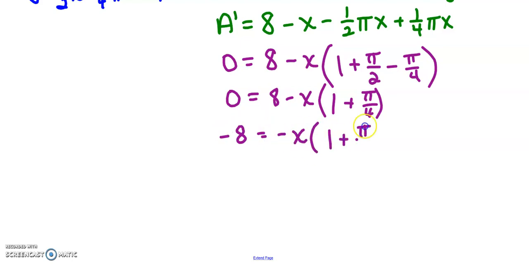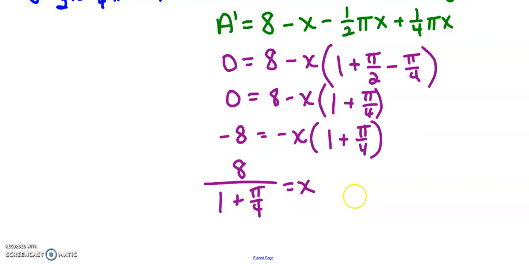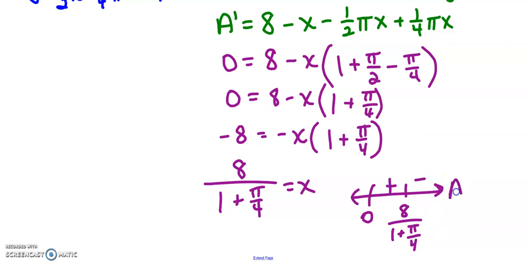And if you had switched to decimals by now, that's fine, but we want to try to work with exact answers as much as possible. Divide by this 1 plus pi over 4. So this is 8 over 1 plus pi over 4 is equal to x. When you do put that on a number line, you end up with a change from positive to negative, which is what we want because we wanted to maximize this area of the glass.